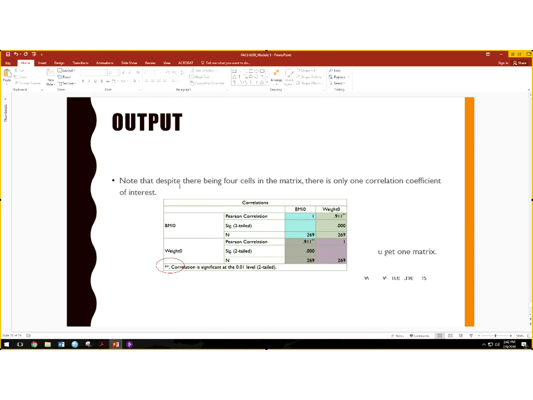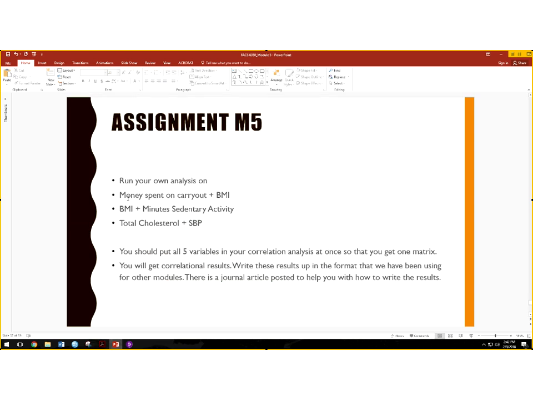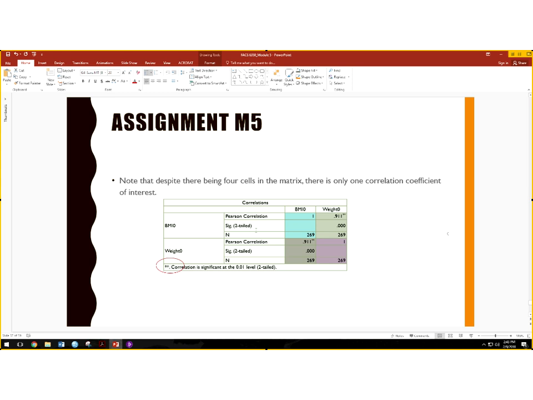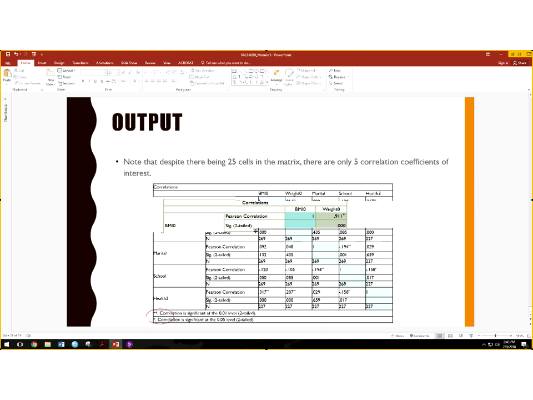So for your assignment, I want you to run your own analysis. And so like I was saying, I want you to put everything into one correlation matrix. It's just easier to read that way. But you're going to look at these three different, so you'll have three different paragraphs. You'll have your money spent on carry-out and BMI paragraph, your BMI and minutes sedentary activity paragraph, and your total cholesterol and BP paragraph. So remember that I want you to get the entire matrix, but it has this diagonal line that gives you mirror images, so you only need to be looking at one side of that table.